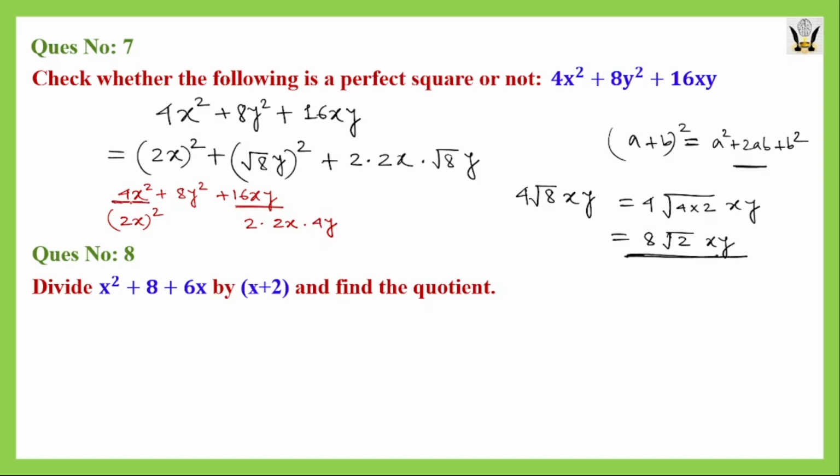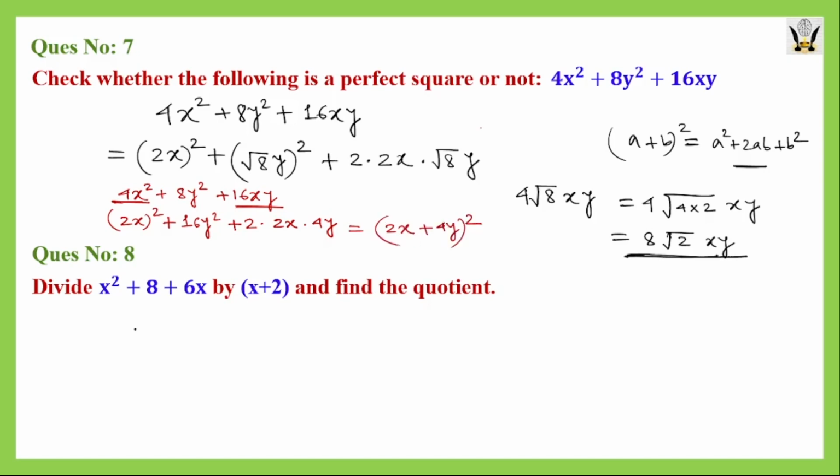Then 4x square is also okay, and the second term, which is actually in the form of b square, that would have been then whole square of 4y, that will be 16y square. So in the given expression, if in place of 8y square, if it was 16y square, then we would have expressed that expression as a perfect square, and then that would have been written as 2x plus 4y and then whole square.